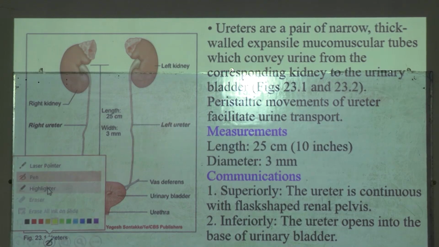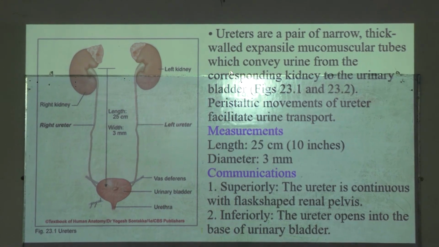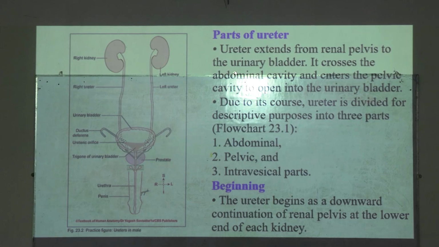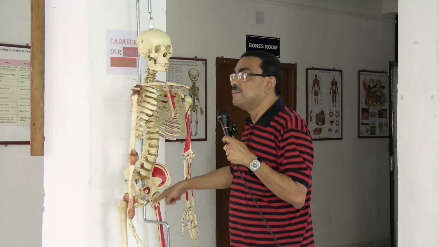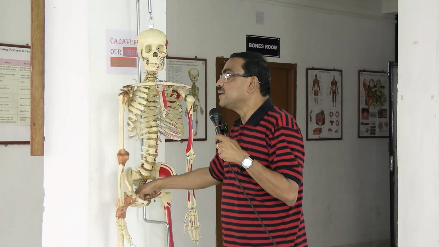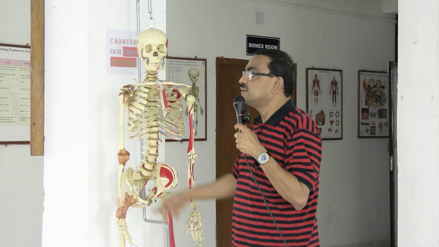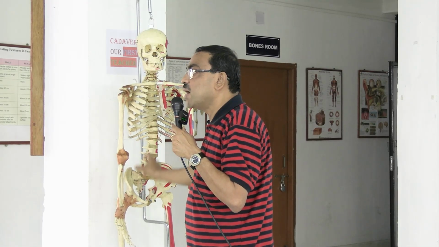Now it has got one abdominal part, and we can find the abdominal part within the abdomen. When it crosses this area, which is called the pelvic brim, it is called the pelvic part. And this is the abdominal part. It rests on the psoas major muscle.